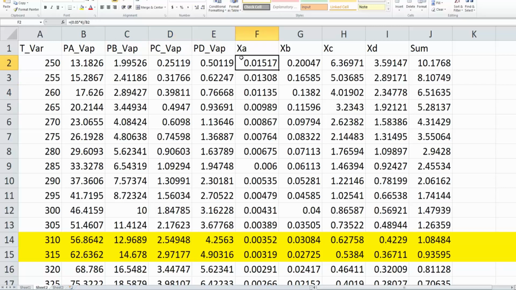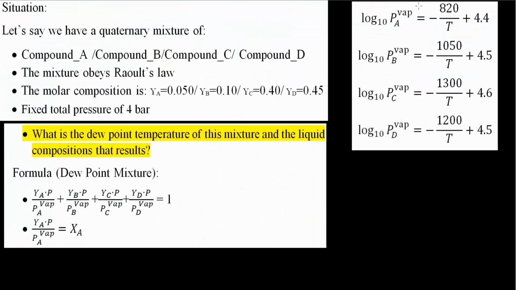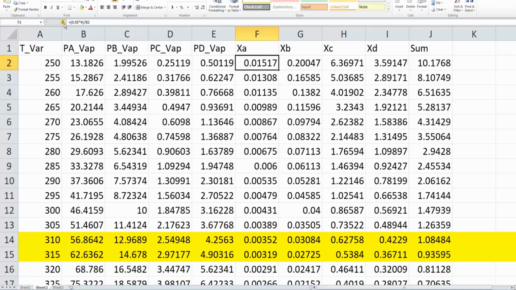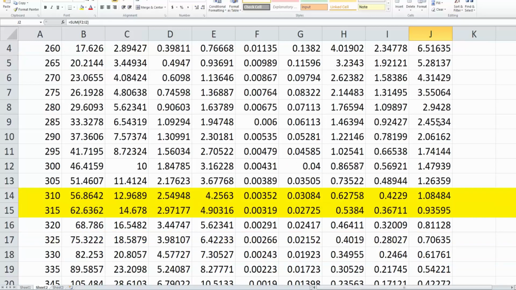Now XA. This was the equation that we saw earlier. XA is equal to Ya times P divided by PA vap. So I'm pretty much just using that equation. Same for XB, XC, XD. And now I sum it. I sum XA, XB, XC, XD. And I want it to equal 1. So here, first one, when temperature is 250, you get 10. So I keep on going.